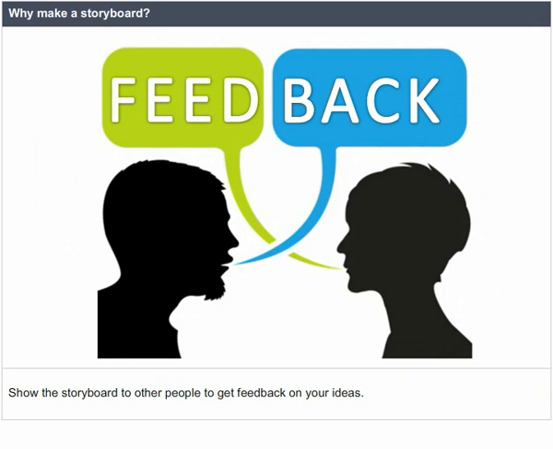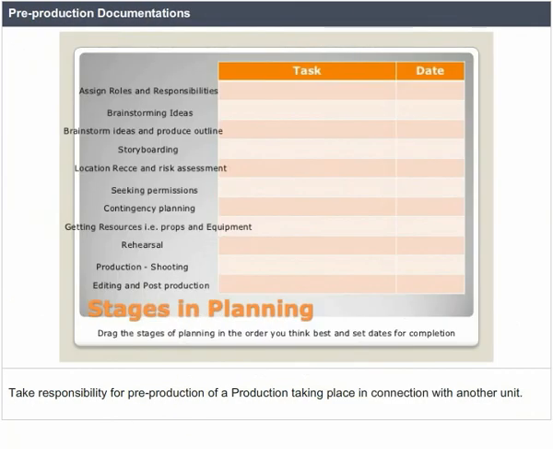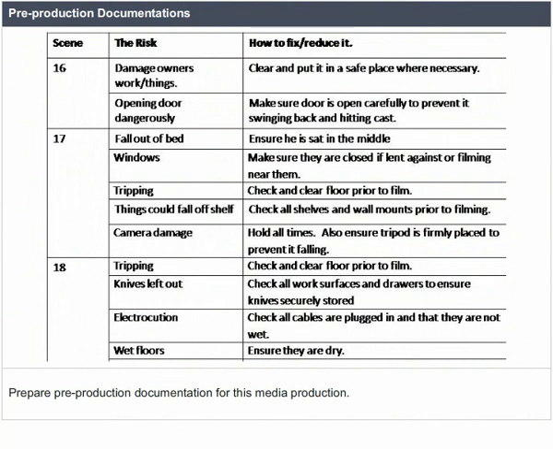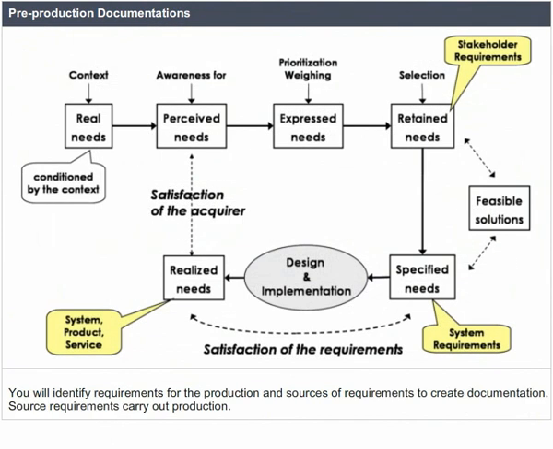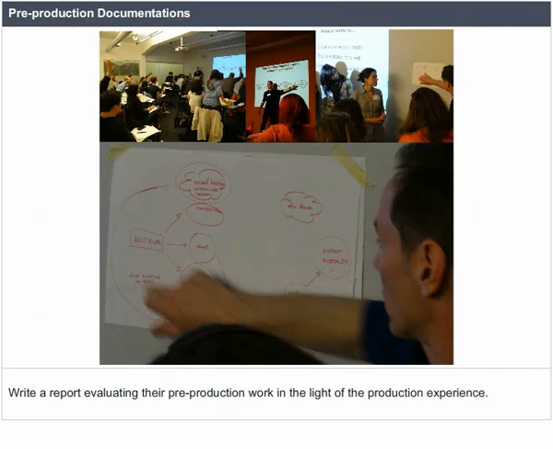Pre-production documentation. Take responsibility for pre-production of a production taking place in connection with another unit. Prepare pre-production documentation for this media production. You will identify requirements for the production and source of requirements to create documentation. Source requirements, carry out production. Write a report evaluating their pre-production work in the light of the production experience.